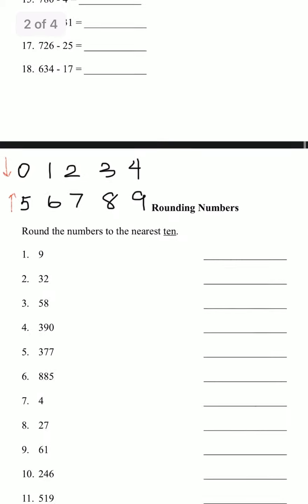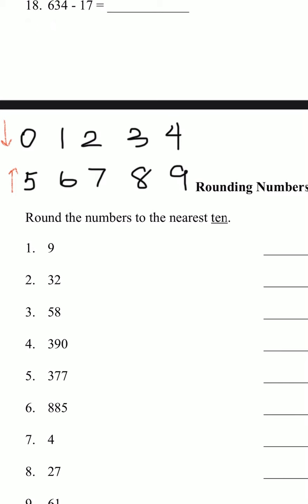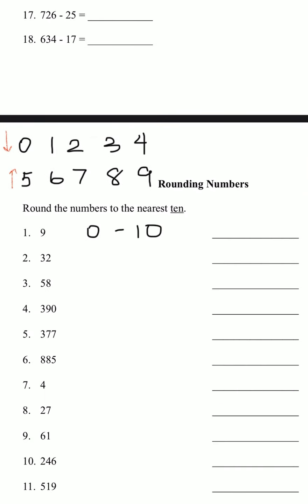Let's move on to the next page. Round the numbers to the nearest 10. So if our first digit is between 0 to 4, we're rounding it down. If it's between 5 to 9, we're rounding it up, okay? So for example, let's try number 1. We have 9, right? 9 is over here. And 9 is between 0 to 10, right? And because we're rounding it up, it's going to be a 10. So our answer is 10.